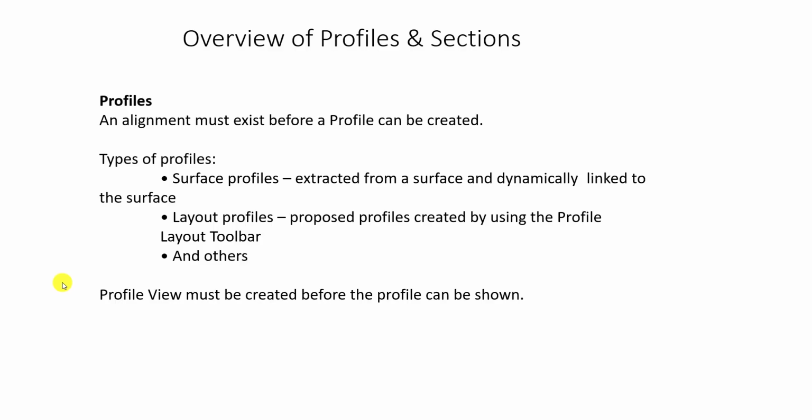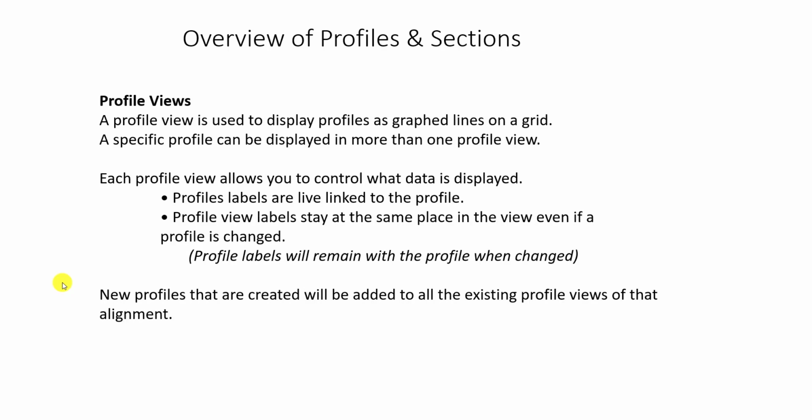So just to go over what we talked about in the video over profiles and sections, you must have an alignment in order to draw a profile. There are different types of profiles: surface profiles and layout profiles. Also, a profile view must be created before the profile can be shown. A profile view is used to display profiles as graphed lines on a grid. A specific profile can be displayed in more than one profile view. Each profile view allows you to control what data is displayed.